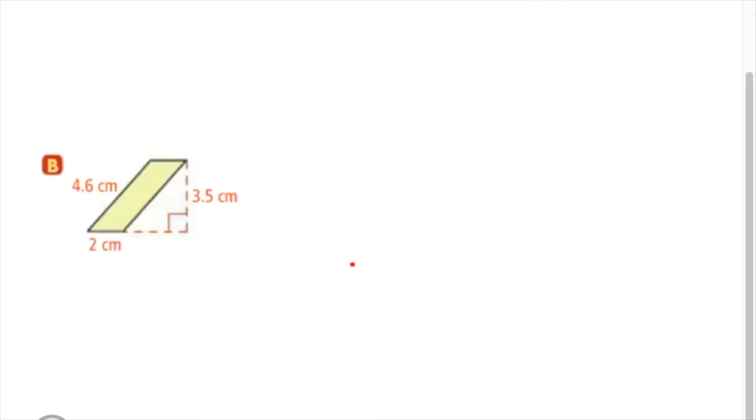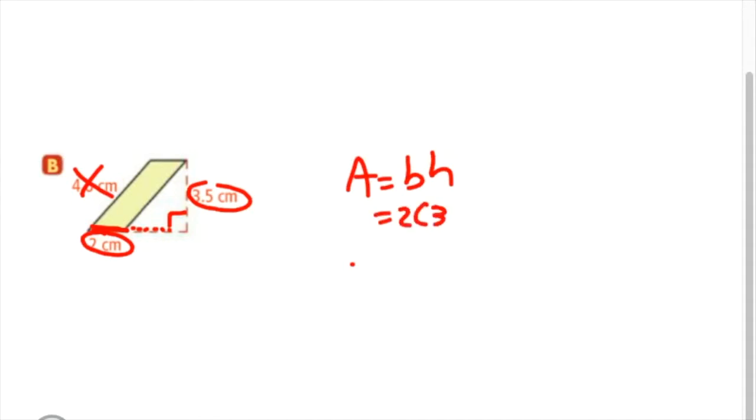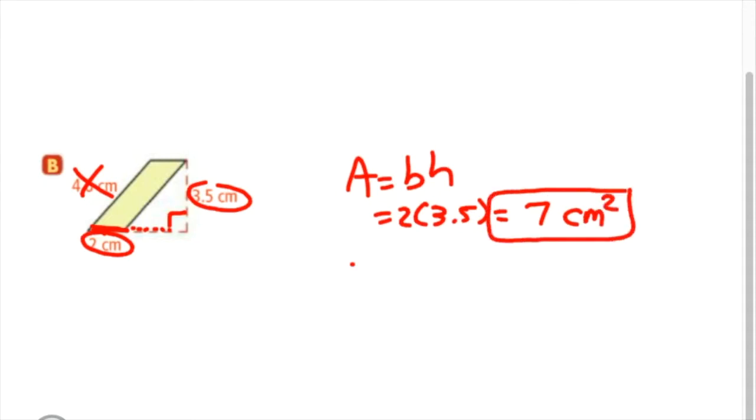Okay, same thing down here, and feel free to rewind or rewatch anything that I show you. I see the right angle here, which would go with this base. So I'm going to use a base of 2, a height of 3.5. Ignore the 4.6 then. So area is base times height. So we have 2 times 3.5 or 7. This time we're in centimeters squared for our area. We'll use a capital A for area all the time.